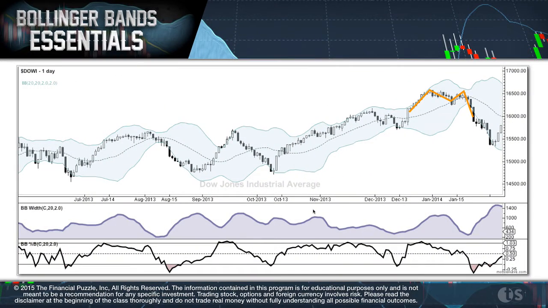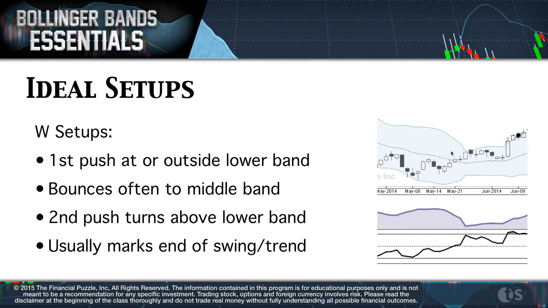Now let's take a look over here, and let me show you what I'm talking about. We were in a nice little trend here. Look at your M pattern here. We're at or slightly beyond the band. The second part of the M does not touch the upper band. And of course that terminates that swing there. This is a nice little M pattern.